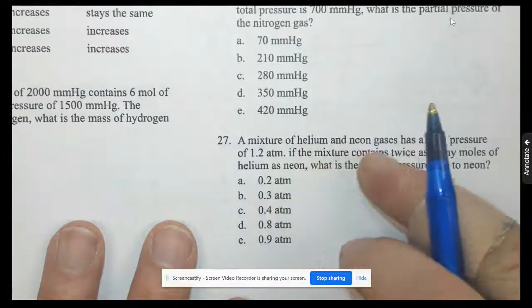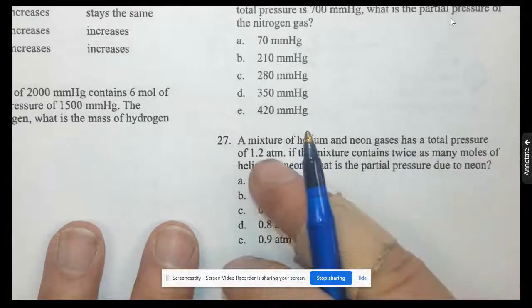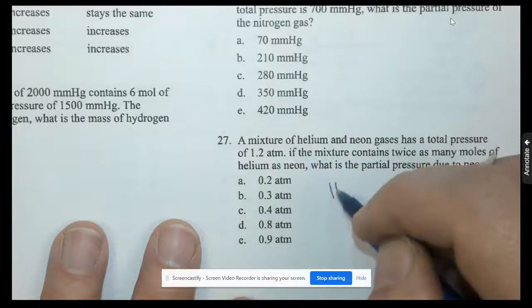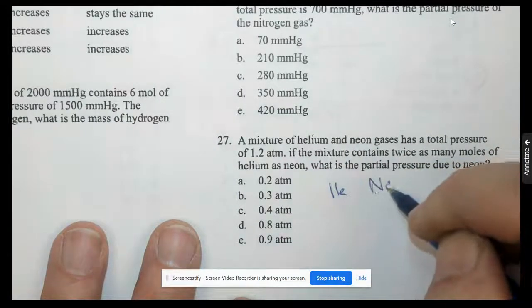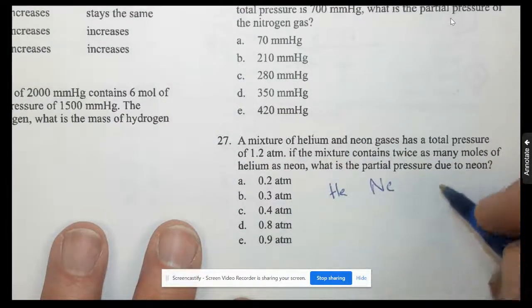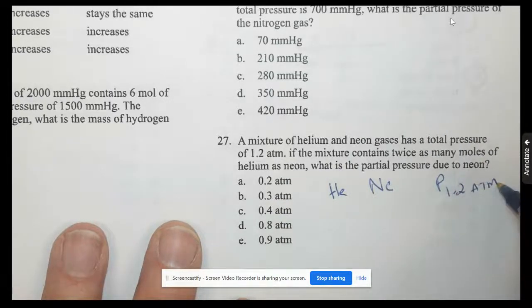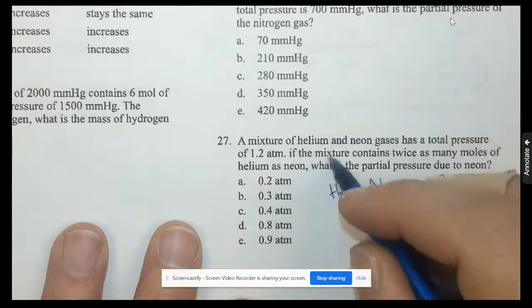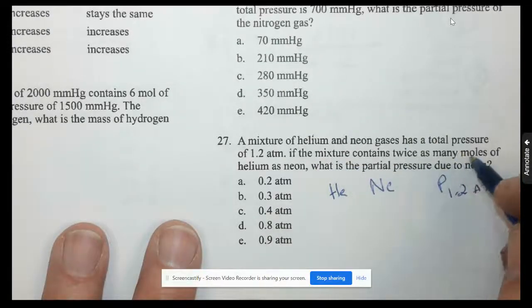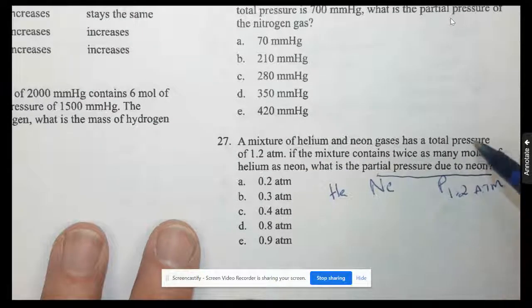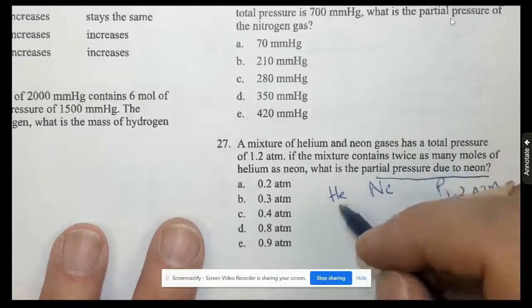27. A mixture of helium and neon gases has a total pressure of 1.2 atmospheres. All right, so I have a mixture of helium and neon together that has a pressure of 1.2 atm. It says, if the mixture contains twice as many moles of helium as neon, what is the partial pressure due to neon? All right, so I'm going to put these in moles.